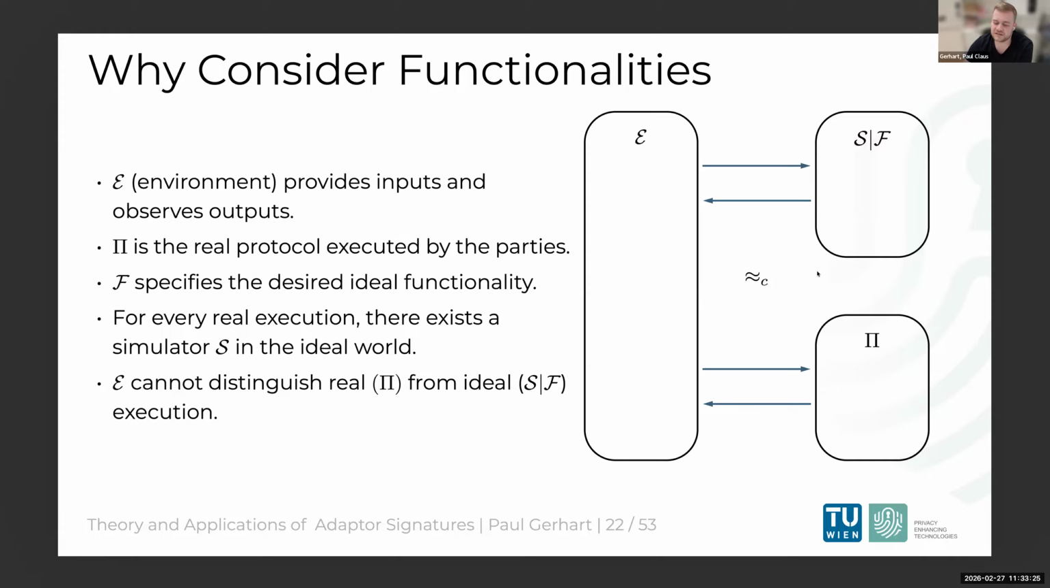And now the cool feature is that if one building block is secure in the UC setting, then you can simply replace this building block in the real protocol by the ideal version. Which means that, for example, for signatures, you don't have to care about unforgeability because the functionality for signatures has unforgeability built in.